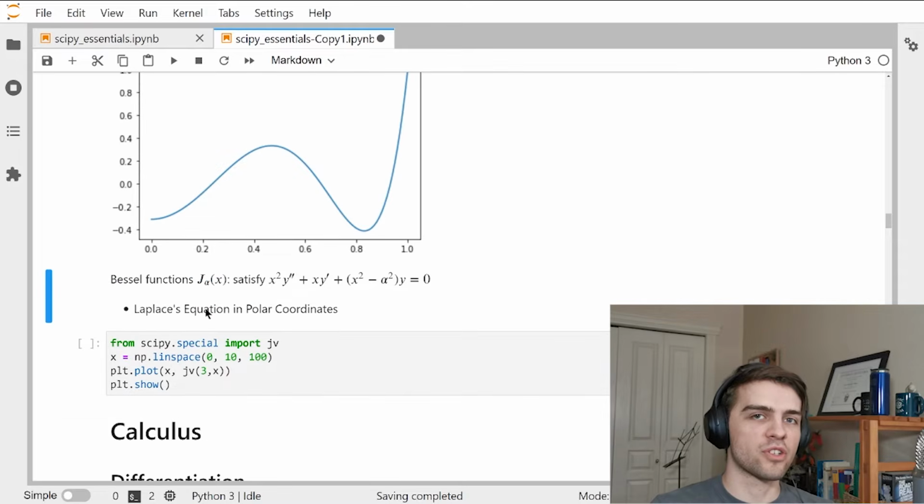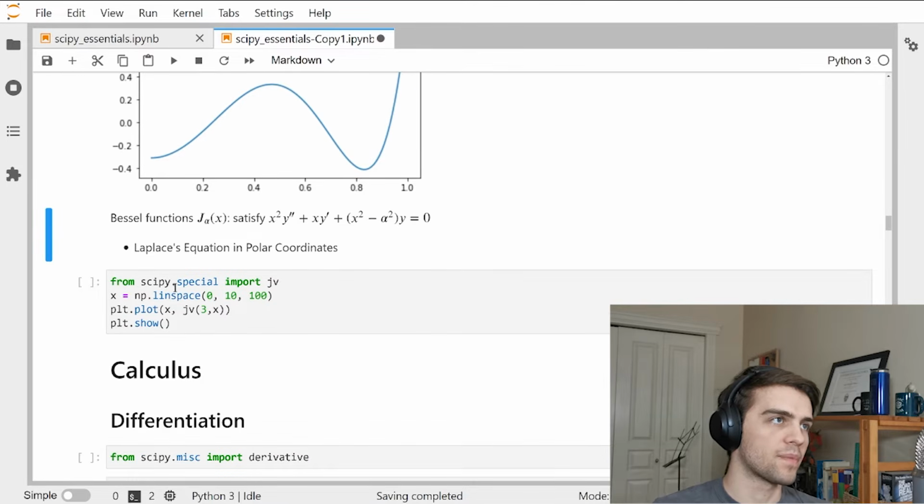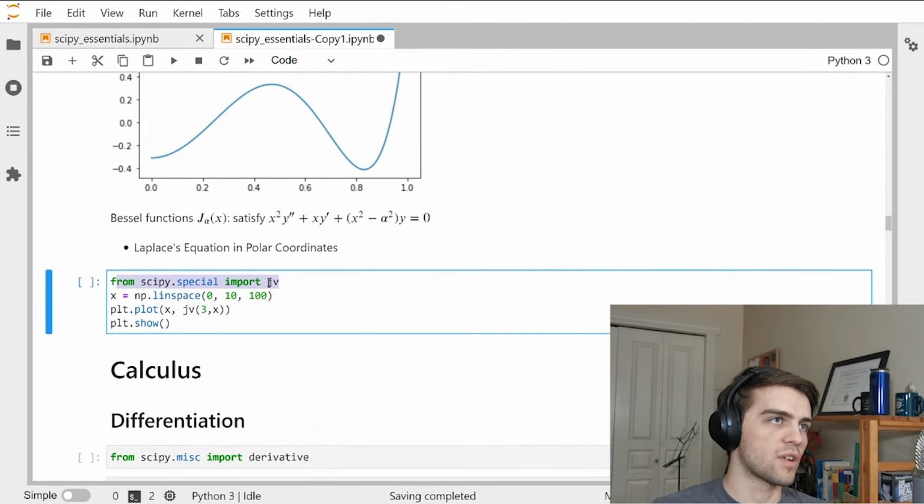There's some other interesting functions too. Laplace's equation shows up in electricity and magnetism courses. And these are functions that satisfy the following differential equation here, where alpha can be any number you want. And so they call them, by definition, capital J alpha of x. And like before, I import this function, jv, that's the Bessel function.